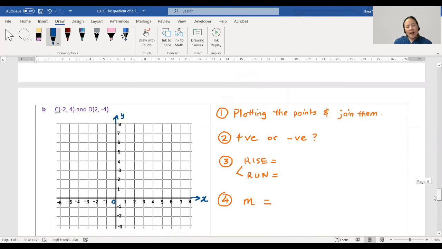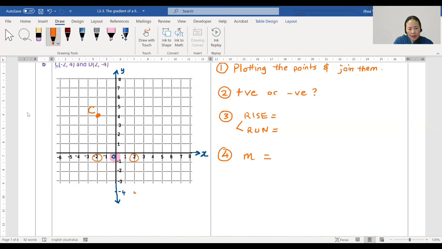Okay, next one. I have 2 points. C is -2 and 4, and D is 2 and -4. So -2 is here, and I'm going up by 4. 1, 2, 3, 4, right there. That's my C. And with a D, I'm going to the right by 2 and going down by 4. Also down here. So that's my D.